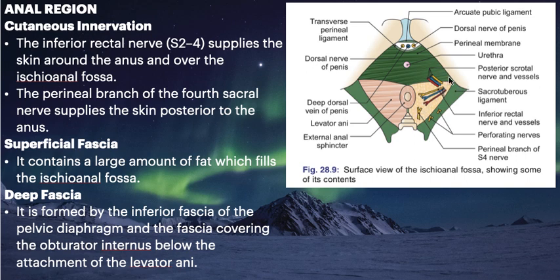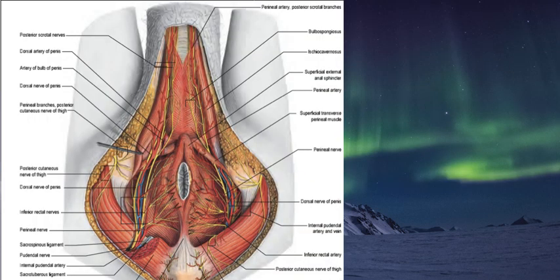Okay, after which we have the superficial fascia, which contains a large amount of fat which is filling the ischioanal fossa. Coming to the deep fascia, it is formed by the inferior fascia of the pelvic diaphragm, which we'll do further on, and the fascia covering the obturator internus below and the attachment of the levator ani.